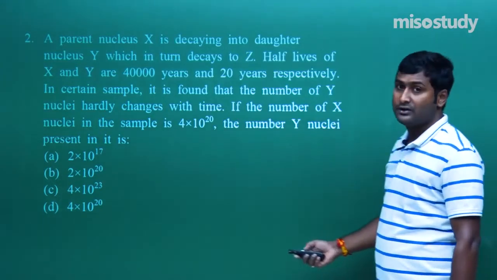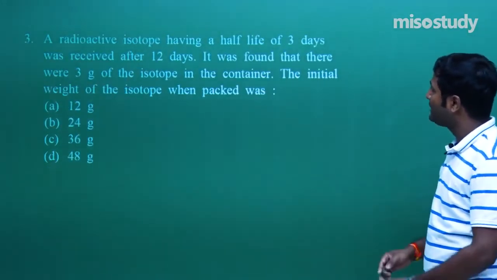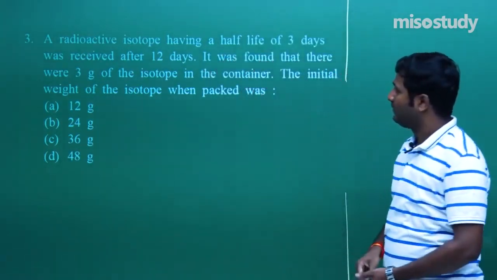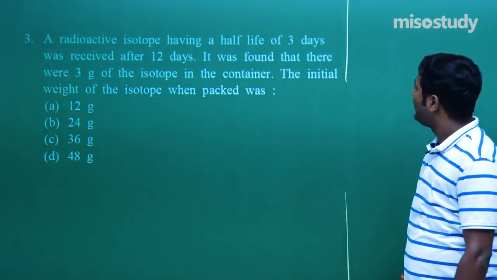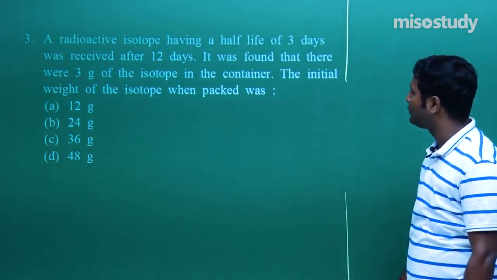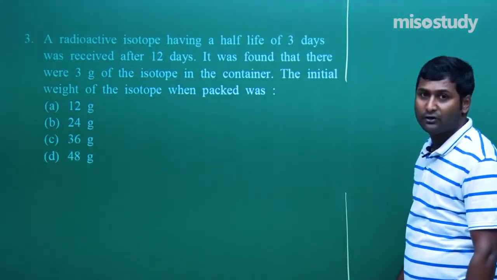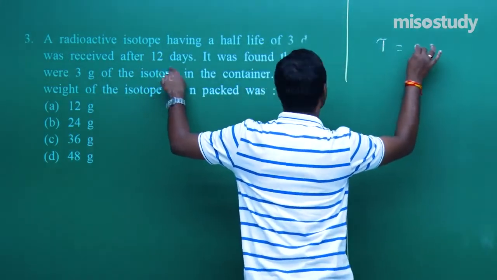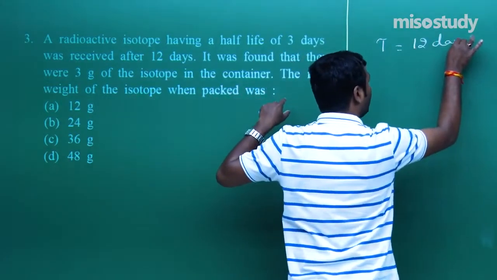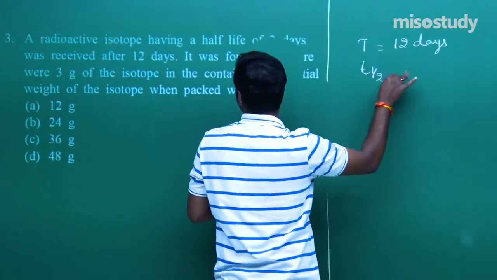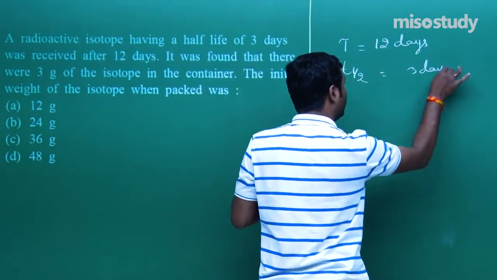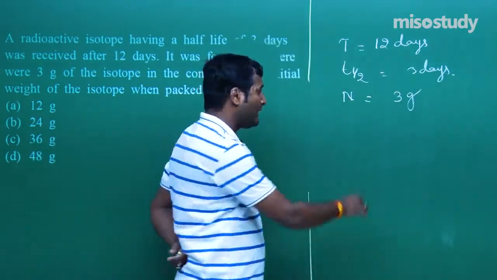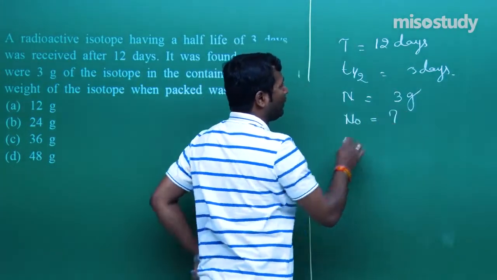Now, check out the question number 3. A radioactive isotope having a half-life of 3 days was received after 12 days. It was found that there were 3 grams of the isotope in the container. Find the initial weight of the isotope. Listen carefully. Here is given total time T is equal to 12 days. T half is given here, that is, my friend, 3 days. Clear? And N is given here, tell me, 3 gram. And we have to find the value of N naught.